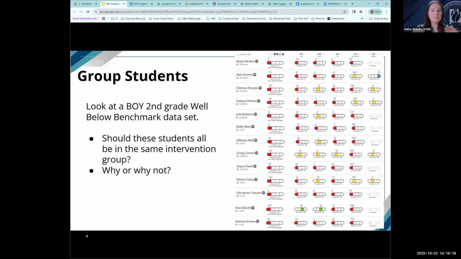But that's just your screener. It doesn't tell you specifically what skills students need help in, and that's where your diagnostic comes in. In my example, if I see students who are red in their accuracy, that's a light bulb that they're struggling with phonics, but it doesn't tell me specifically what they need help with. That's where your diagnostic assessment comes into play.